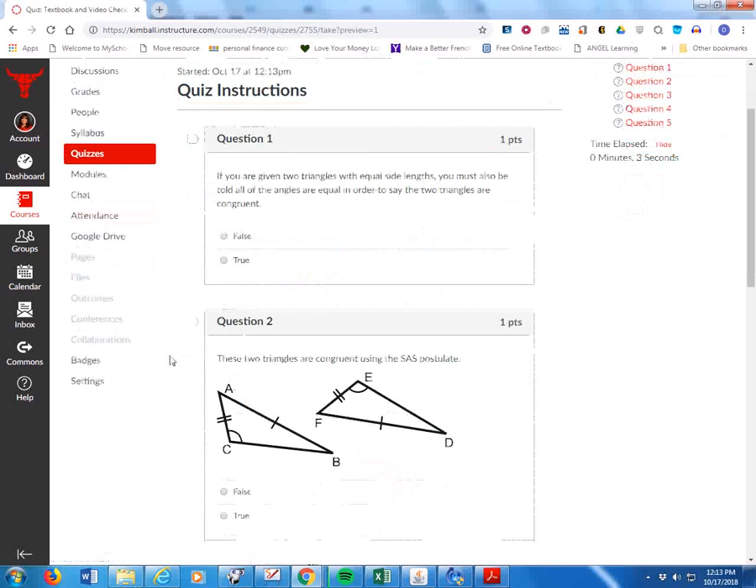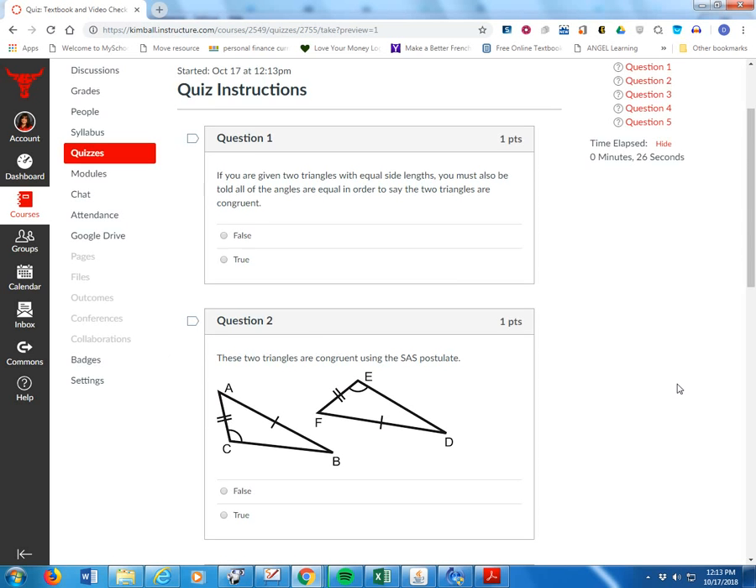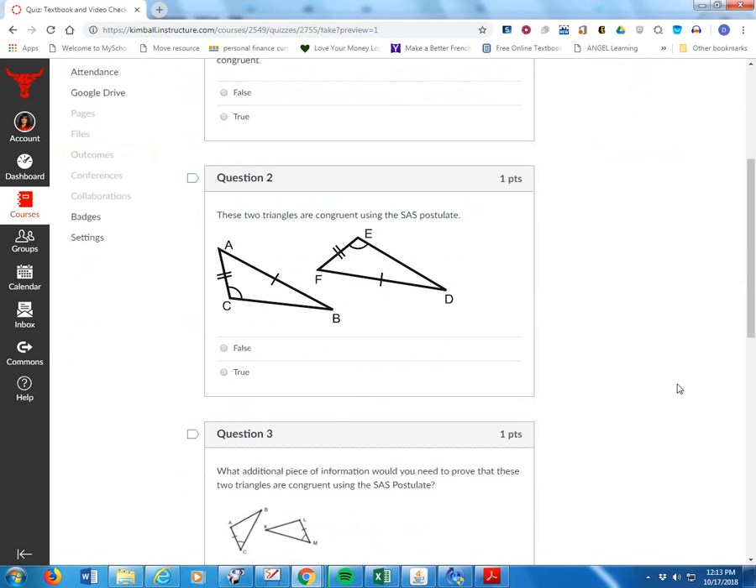If you're given two triangles with equal side lengths, you must also be told that all the angles are equal in order to say those two triangles are congruent. False. As long as all the sides are equal, you can use side, side, side to prove they're congruent. So that's false. These two triangles are congruent using the side, angle, side postulate. Okay, we've got one true, one false.